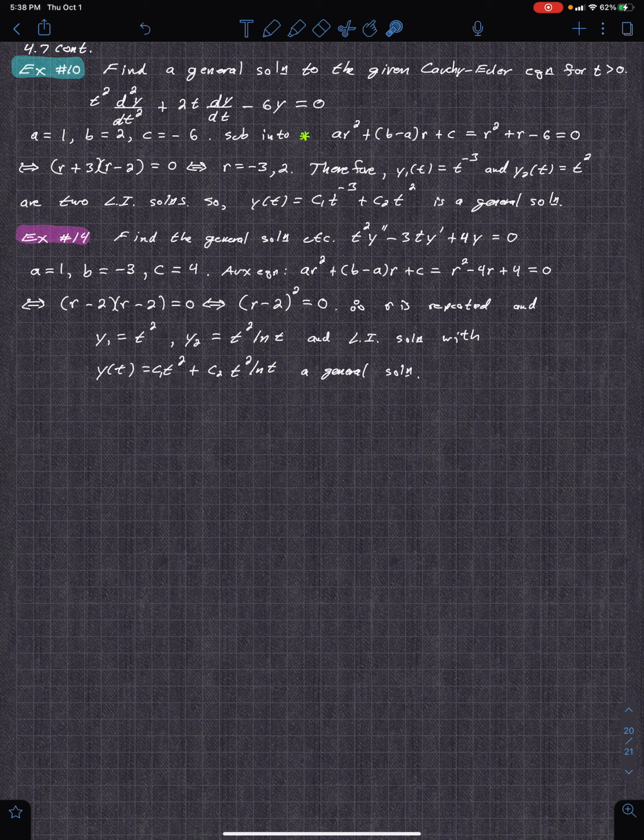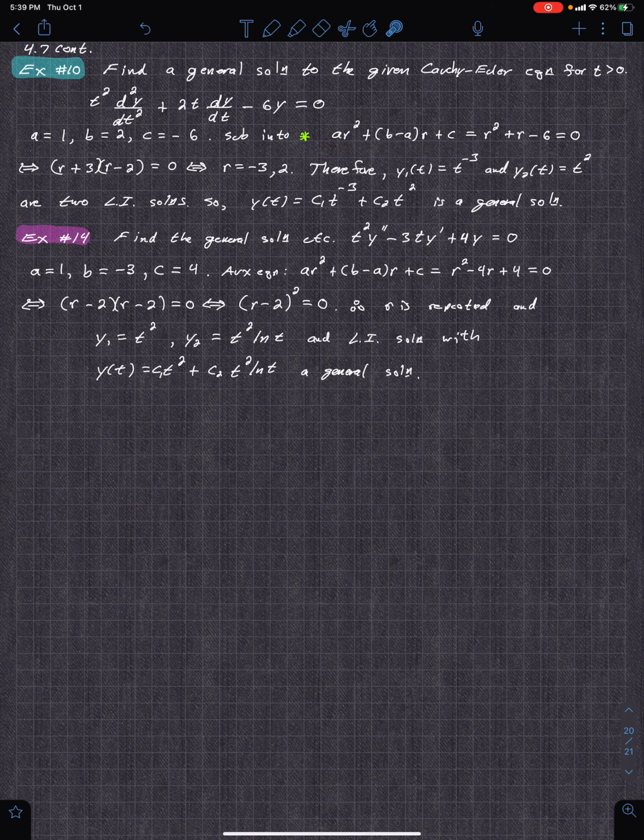So find the general solution to the given Cauchy-Euler equation. And then they're stating t greater than 0. So this is the form that we have. And essentially all you have to do is read off your A, B, and C. So your A is 1, your B is 2, and your C is -6. And then substitute into your auxiliary equation, which is that.